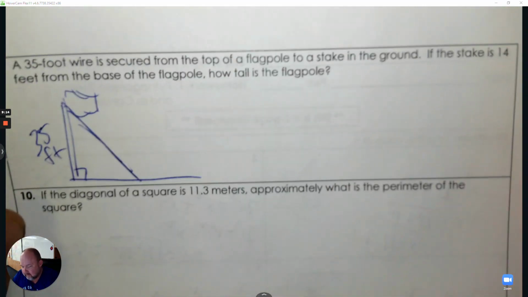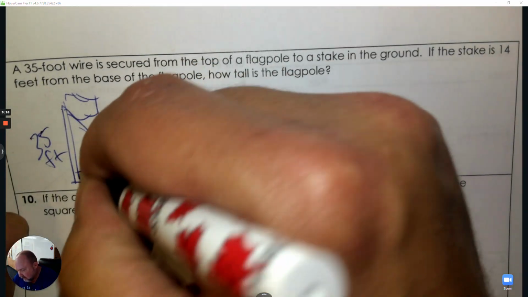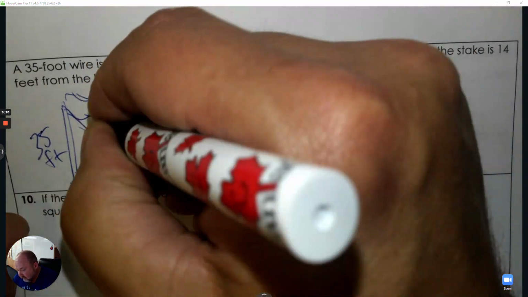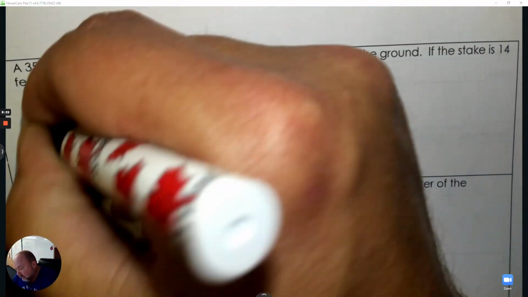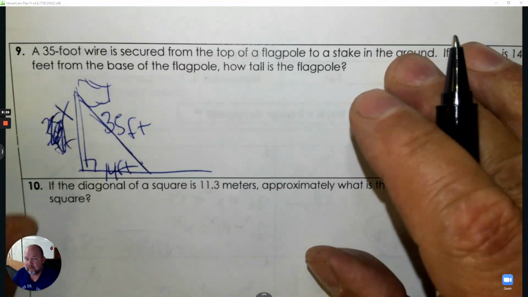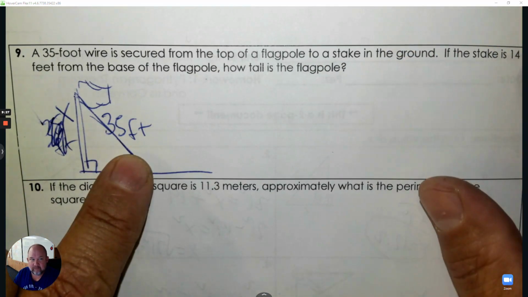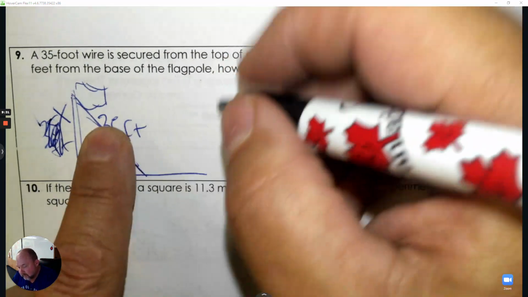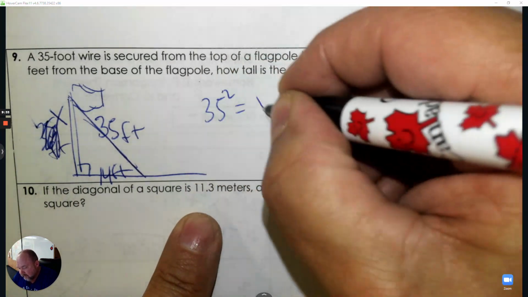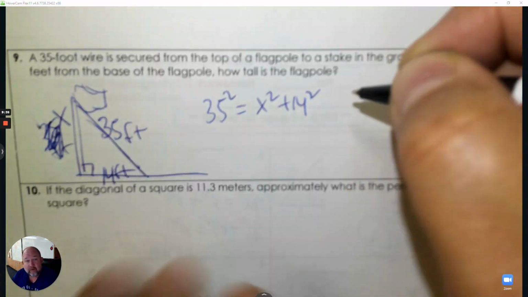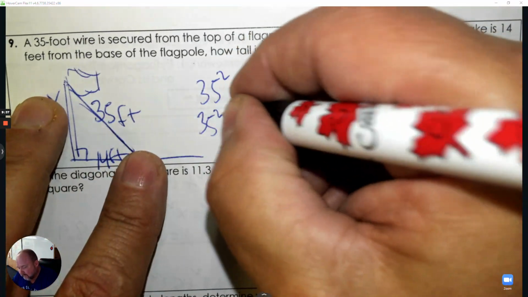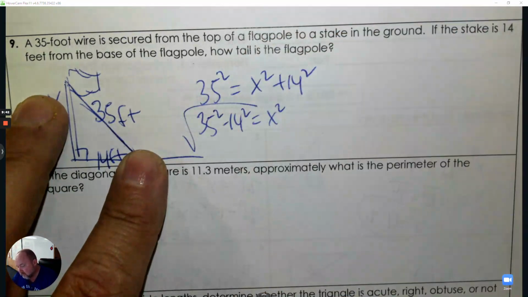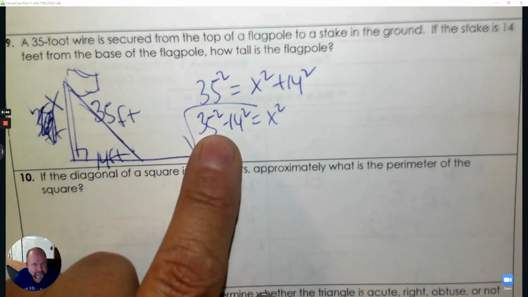If the stake is 14 feet from the base, so this is 14 feet here, it says how tall is the flag? Oh, the wire is 35 feet. Be a good reader. How tall is the flagpole? So I don't know that. So I know the wire is 35, and this side here where it's staked in is 14. So 35 is my hypotenuse, and then the other two sides, the order doesn't matter. Subtract 14 squared, and then square root. So that's what I'm square rooting.